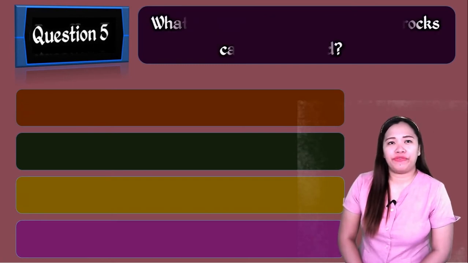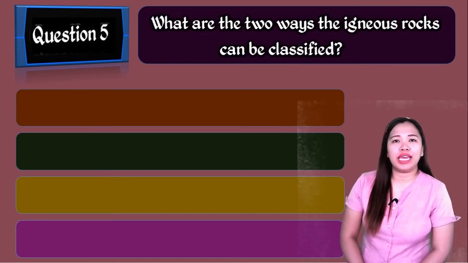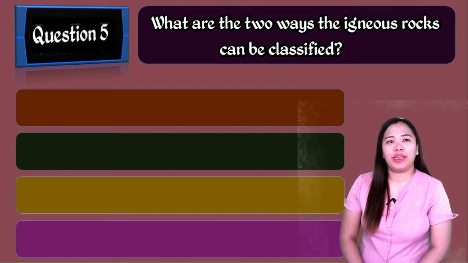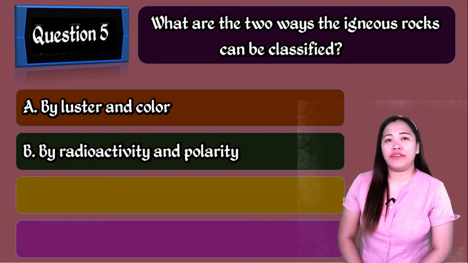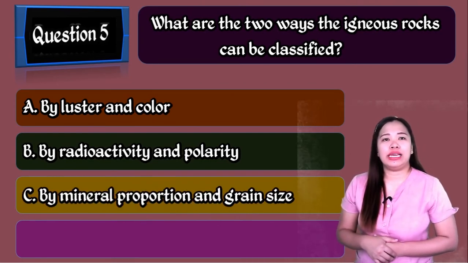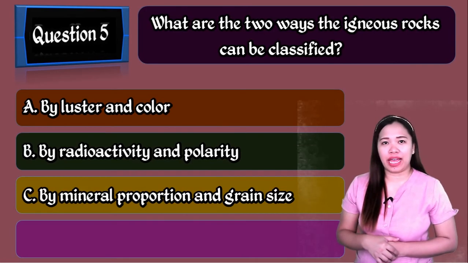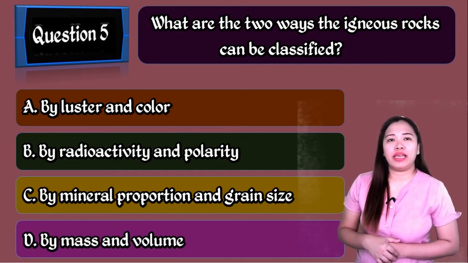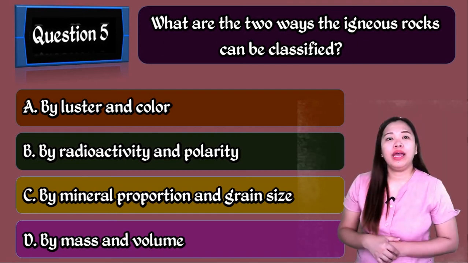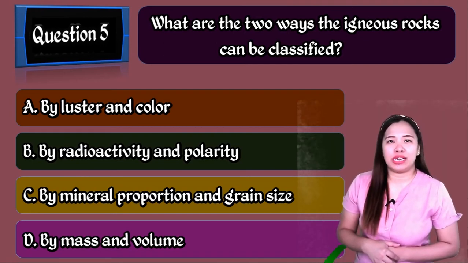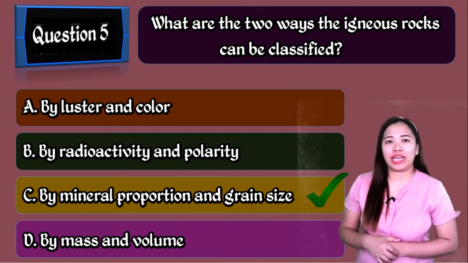Question number 5. What are the two ways igneous rocks can be classified? A. By luster and color. B. By radioactivity and polarity. C. By mineral proportion and grain size. D. By mass and volume. The correct answer is letter C. Igneous rocks can be classified according to their mineral proportion and grain size.